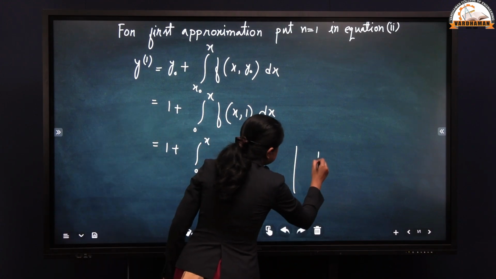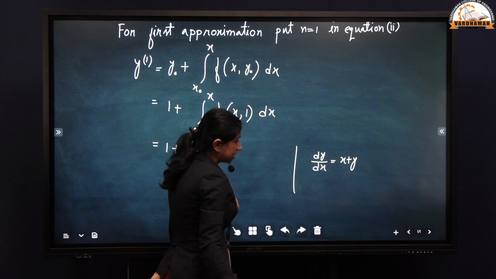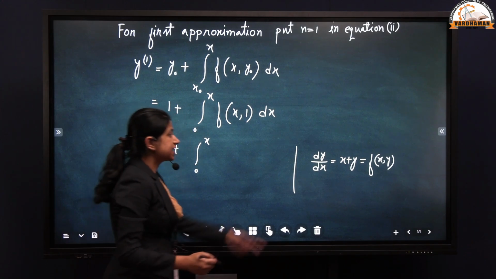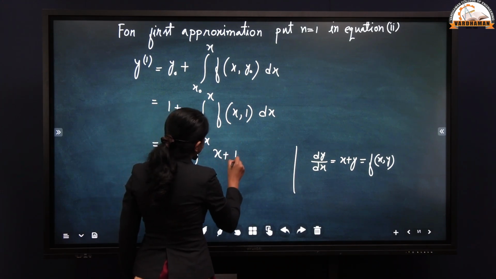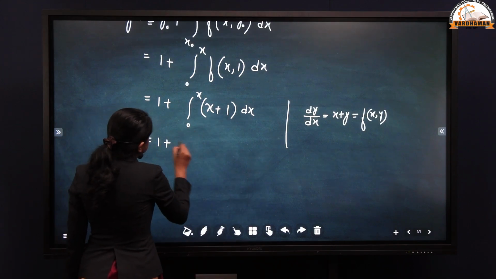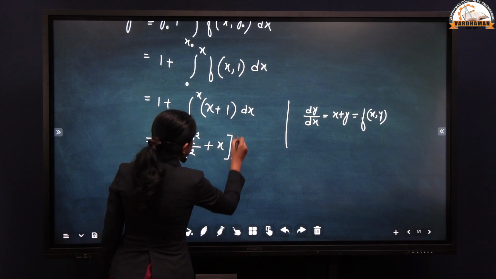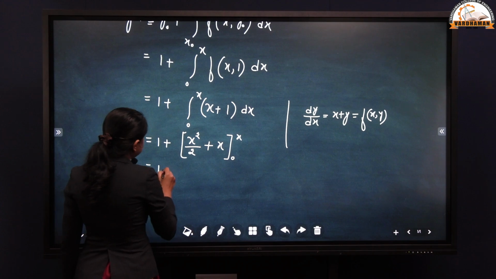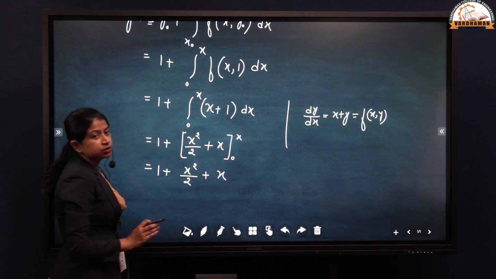We have that dy by dx is equal to x plus y, that is equal to f of x comma y. So if f of x comma y is x plus y, then f of x comma 1 will be x plus 1 dx. Now let us integrate this. We will get 1 plus x square by 2 plus x, with 0 to x as the limits. If we put the limits, we get 1 plus x square by 2 plus x. If you put 0, it will give you 0.